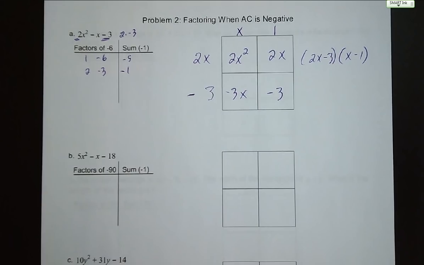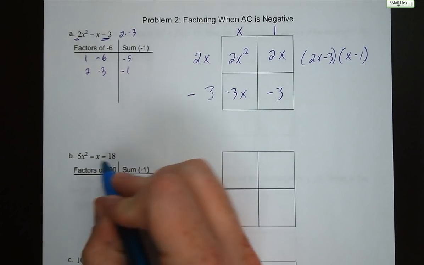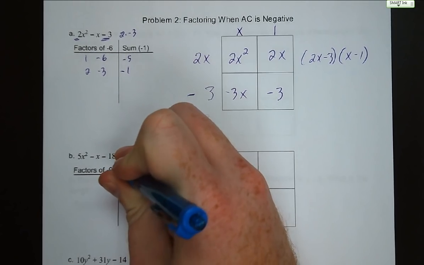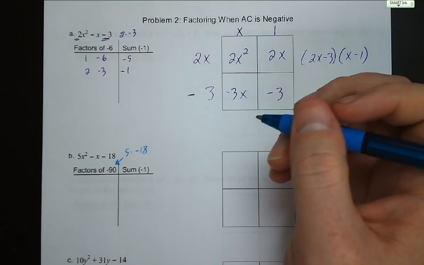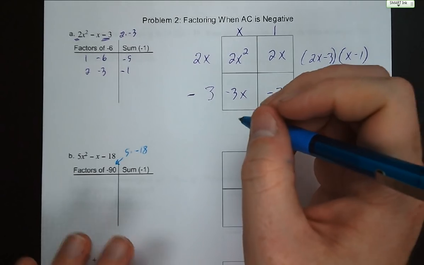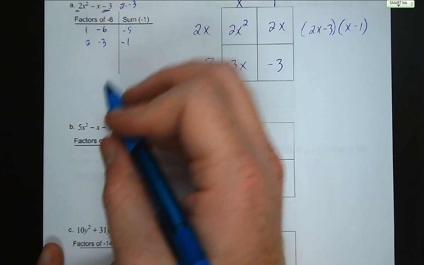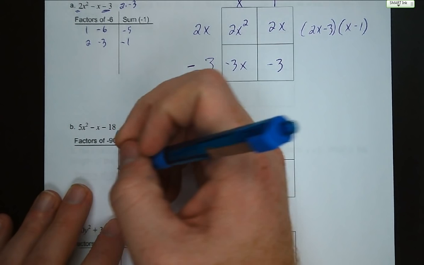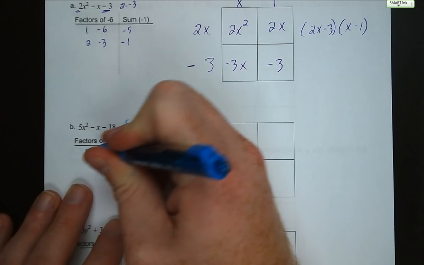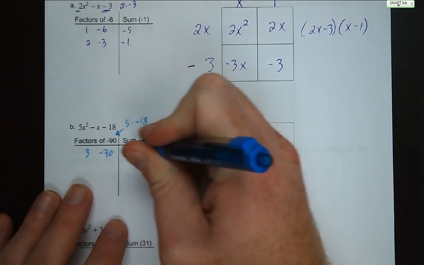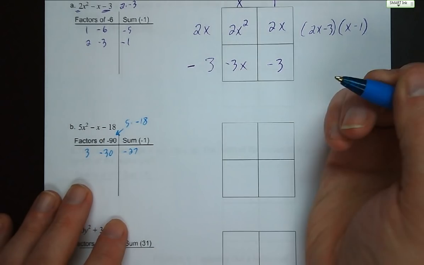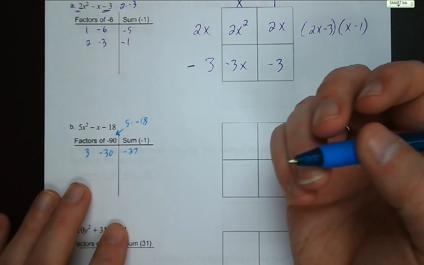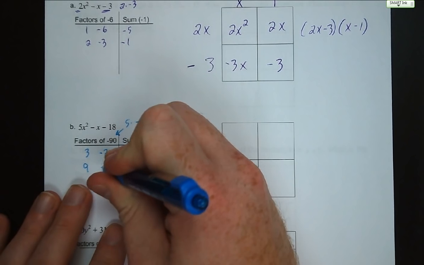Next up, letter B. 5 times negative 18. That gives us our factors of negative 90. And now we need to figure out what are they that give us a sum of negative 1. So I'm going to skip the 1 and 90 because, come on, we know that's not right. So I know it needs to be a negative, so we've got 3 and negative 30. That's going to be negative 27. Not quite there. Well, what are our other factors of 90? Oh, well, I mean, the most obvious one would be 9 and negative 10.